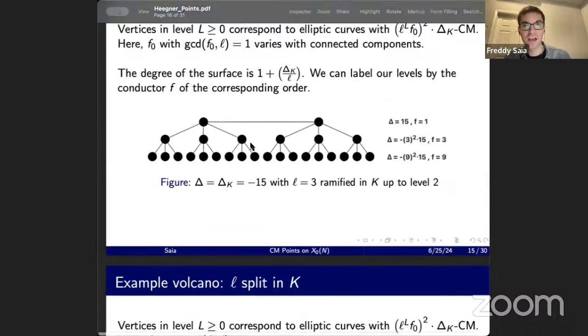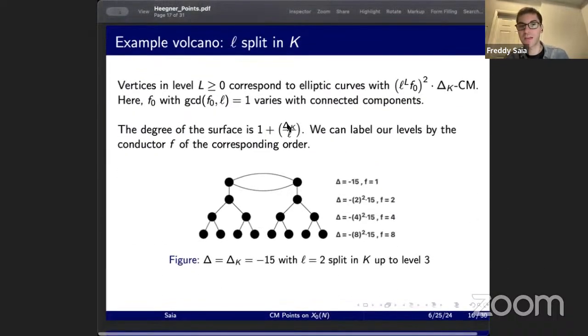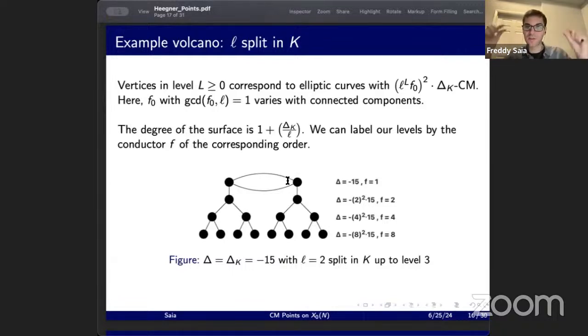I think on the next slide I have a split case. So this is L equals 2 in this same CM field. In the split case, thinking of the surface as a subgraph of the volcano, you get degree 2 for every vertex. So here you see you have 2 edges. And when we talk about Heegner points, I'll come back to these examples and show you some examples of Heegner points on these graphs.